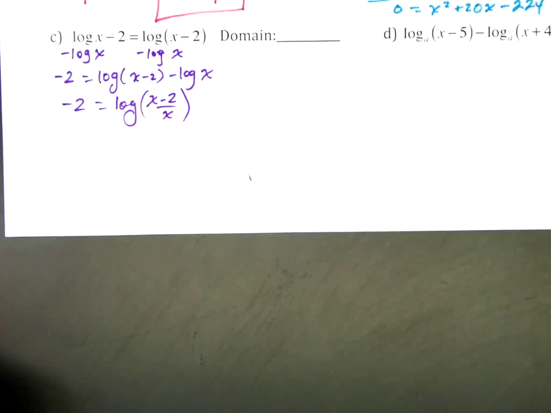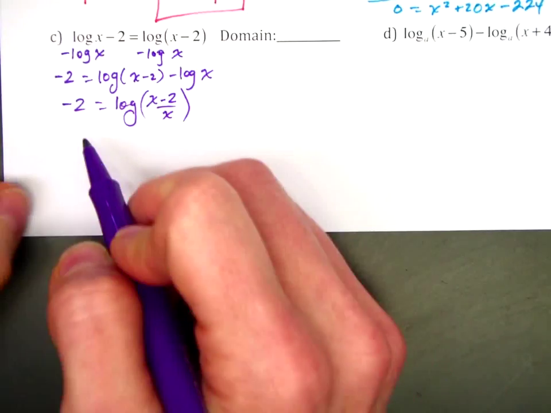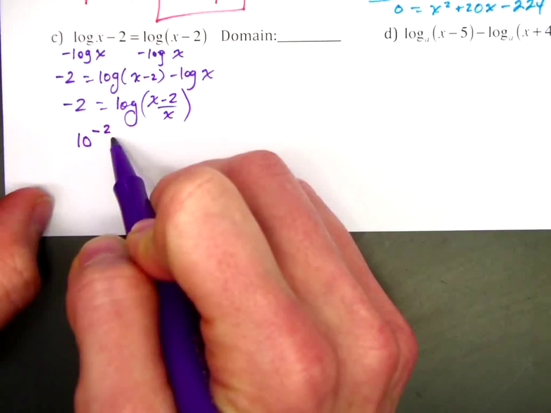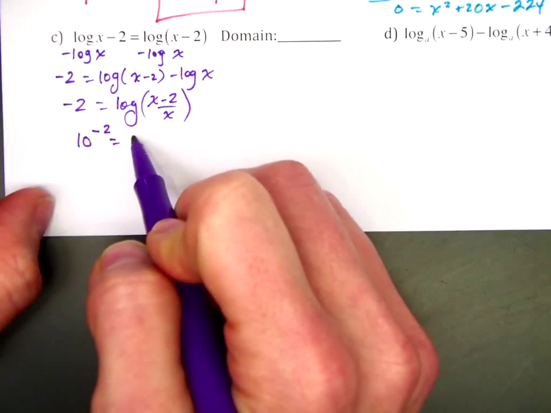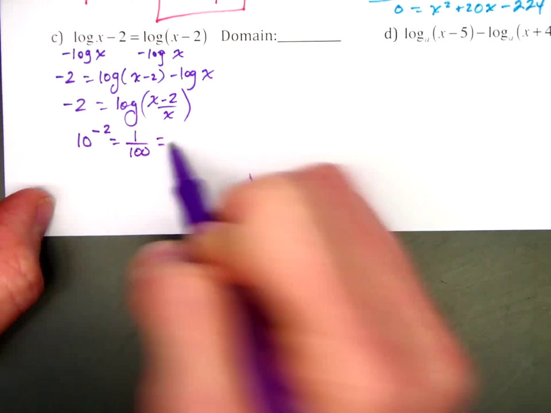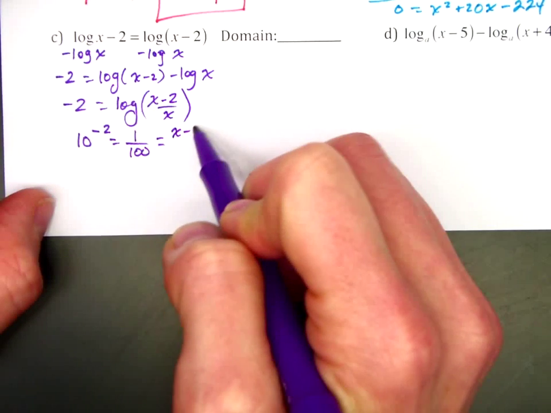Rewrite it. Good. What's the base? 10 exponent. Logs equal exponents. That's negative 2. What is 10 to the negative 2? 1 over 100 equals x minus 2 over x.